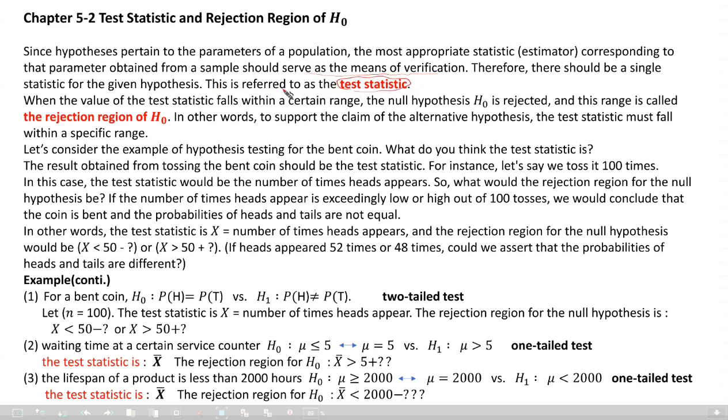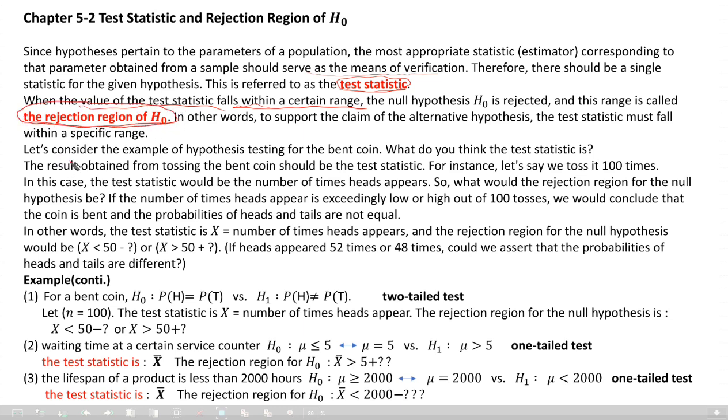In the estimation part, we call it the best estimator. In the hypothesis testing part, we call it the test statistic. The name just changed; it is different terminology. Okay, when the value of the test statistic falls within a certain range, the null hypothesis H0 is rejected, and that range is called the rejection region of the null hypothesis H0.